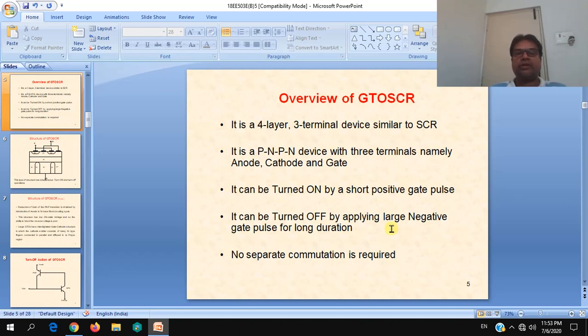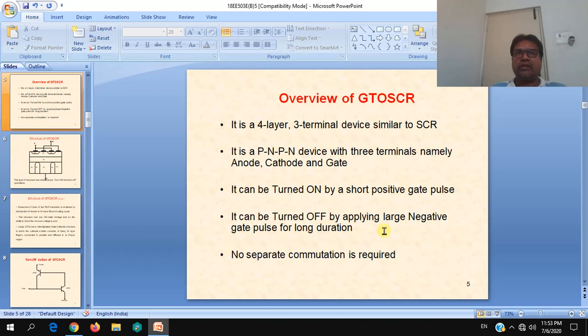When it comes to SCR, the VI characteristics, whatever we have discussed, it can be used only in the forward direction. GTO SCR is also the same, it will be used only in the forward direction. SCR is called a controlled rectifier because its turn on time can be controlled by applying a gate pulse. But the problem with SCR is it cannot be turned off by itself.